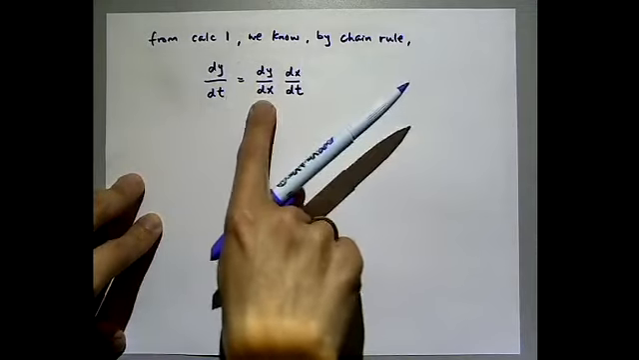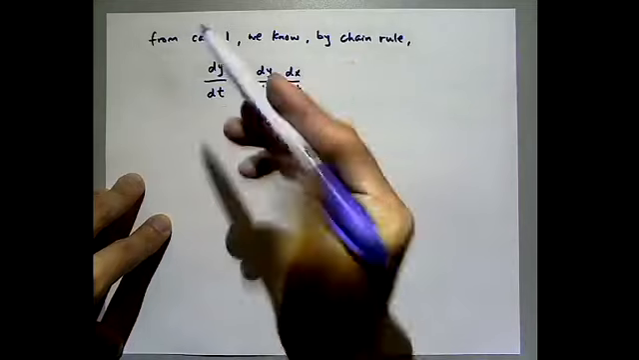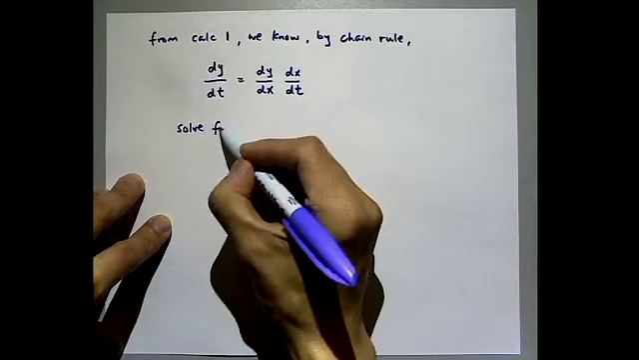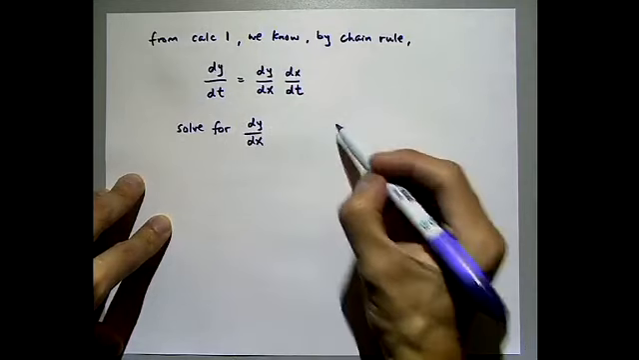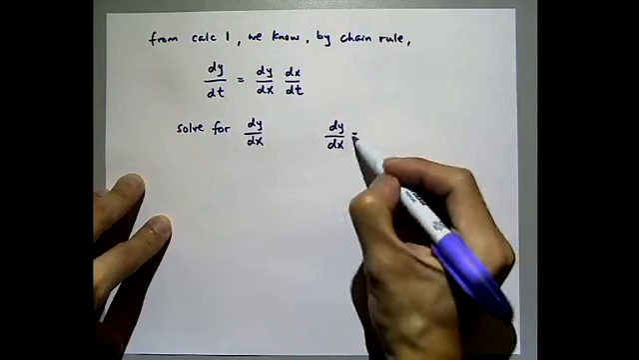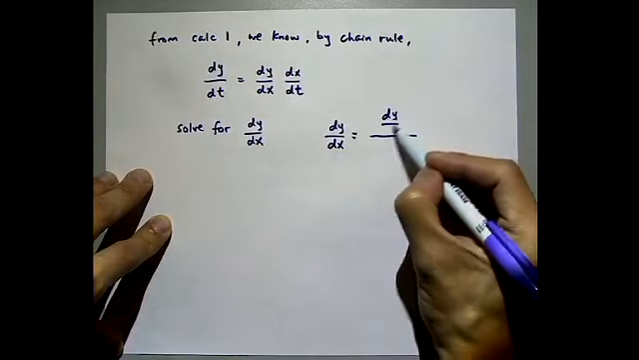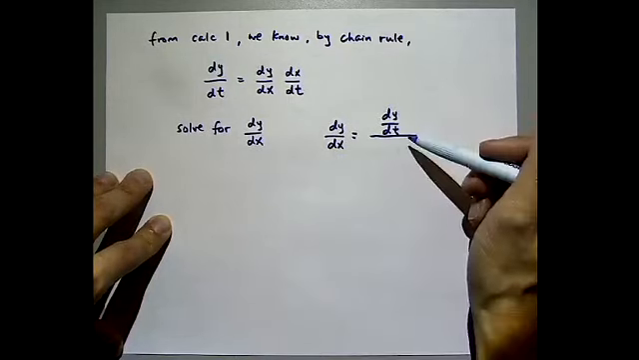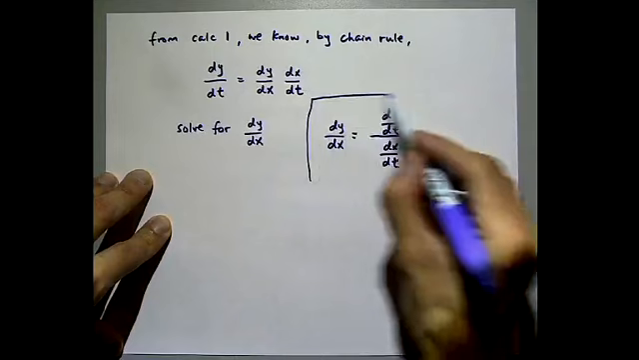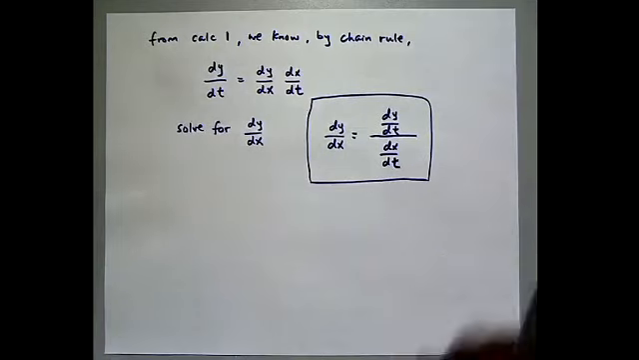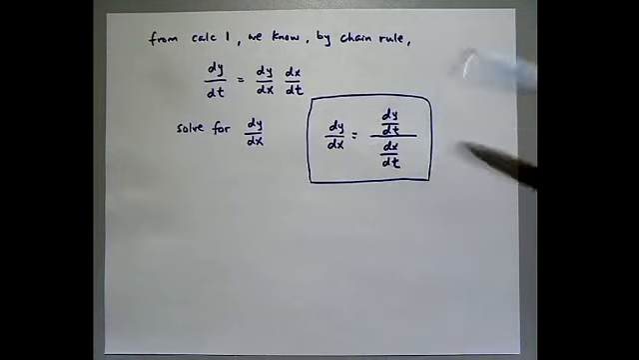What we really, really want to know right now is what dy dx is. And we got two pieces with t in them. If I divide both sides by dx dt, then I'll get dy dx is equal to dy dt over dx dt. So that formula is going to allow us to find out the slope if both x and y are functions of t.